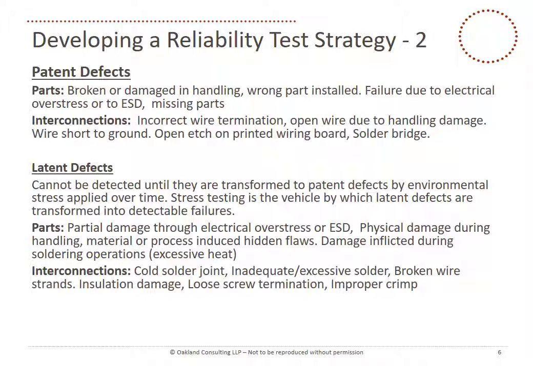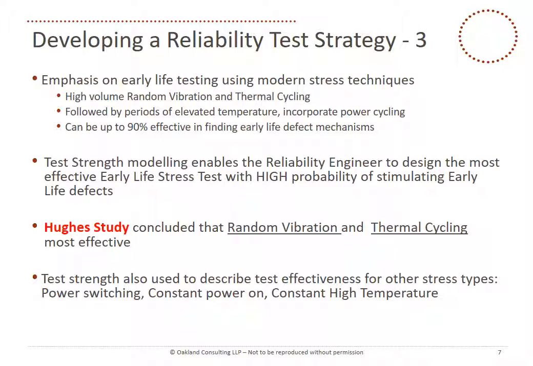In parts, it can be partial damage through electrical overstress. It can be physical damage during handling, which hasn't caused an actual full failure. Material or process-induced hidden flaws. Maybe damage inflicted during soldering operations with excessive heat. Or interconnections: cold solder joint, inadequate solder, broken wire strands, loose screw terminations, improper crimps. So these are the kind of defects that our early life reliability test program really should find.